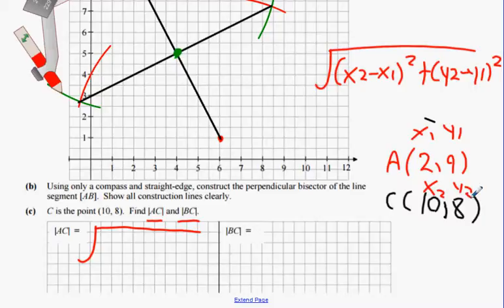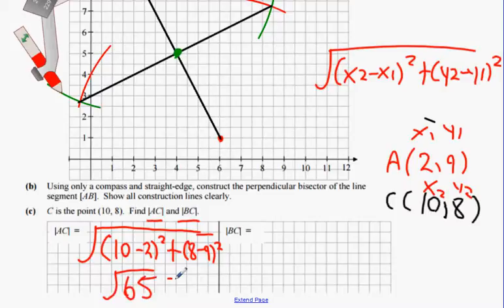So what's x2 guys? 10 minus 2 squared, plus 8 minus 9 squared, and that's going to be root 65, which is 8.1. Okay. Now, what is B?